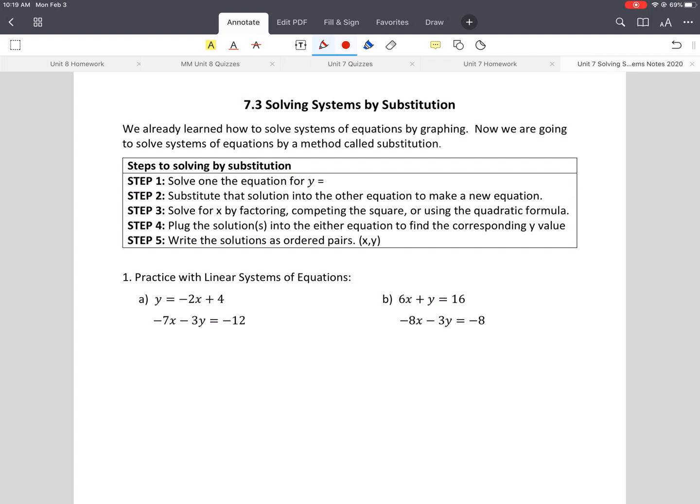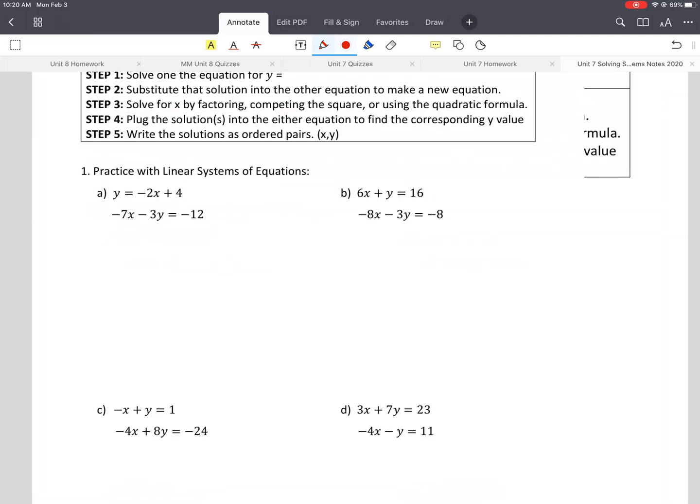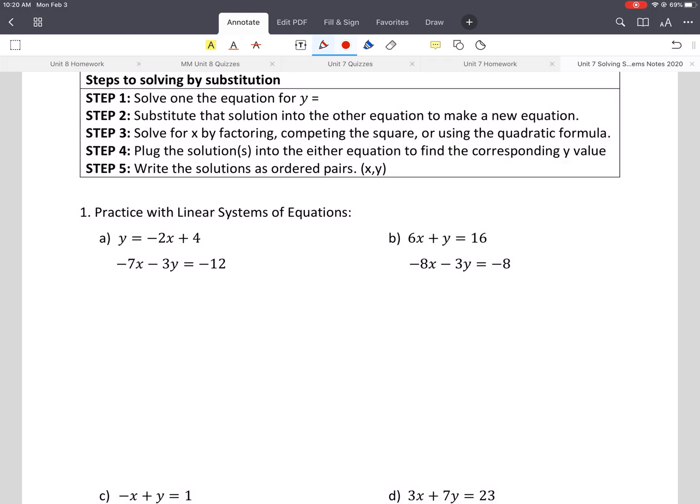So we know how to do it with graphing. We're going to do it by substitution. You've done substitution before, just using linear equations. So here are some examples. Here are the steps if you need to refer to them.